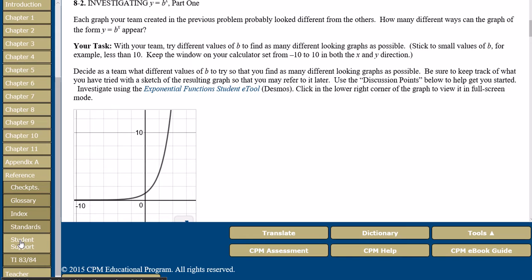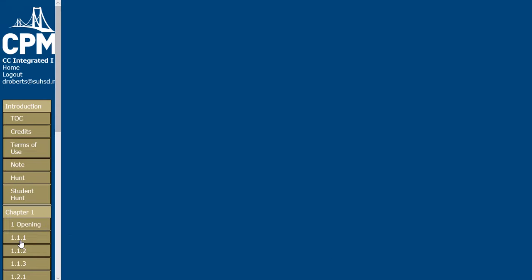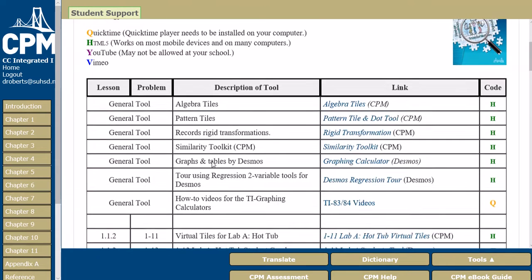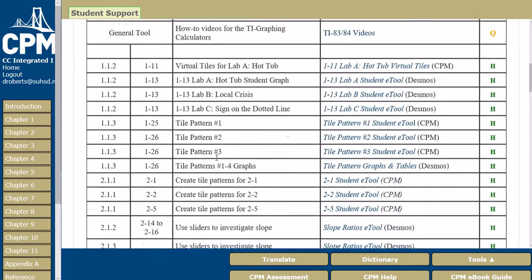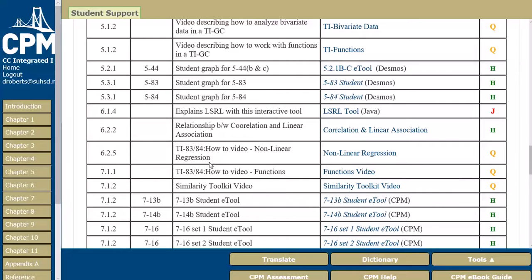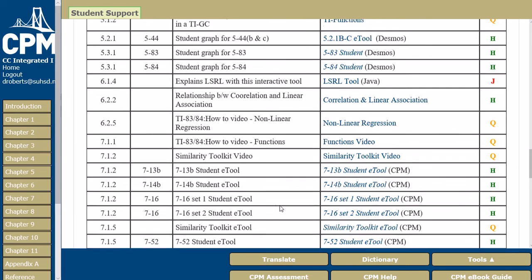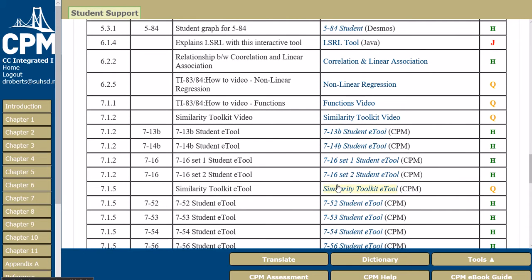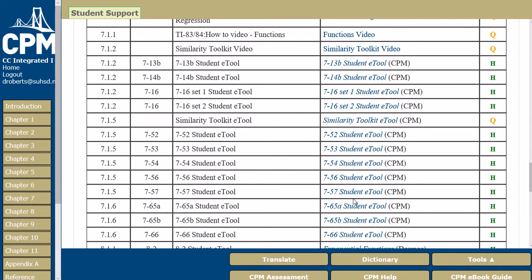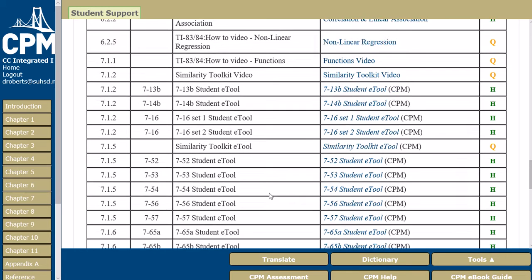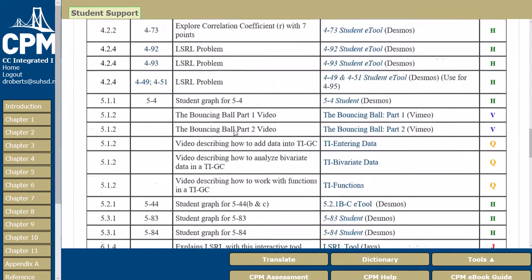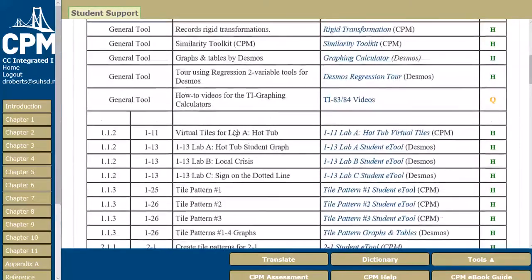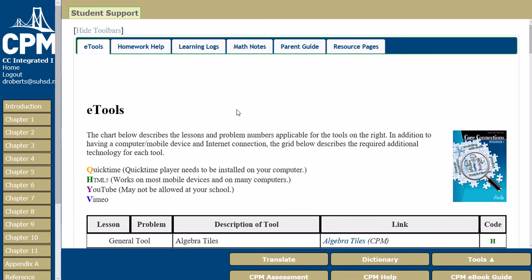So I'm going to start right here with student support. In the student support, first of all, they've placed a tab for all of the e-tools that you see scattered throughout the book. In chapter 8, 7 especially, there's a lot of e-tools that help us think about similarity and congruence for triangles. You can click those and view them here. But when you're in the chapter itself, those are always hyperlinks within the section, and you can view those.